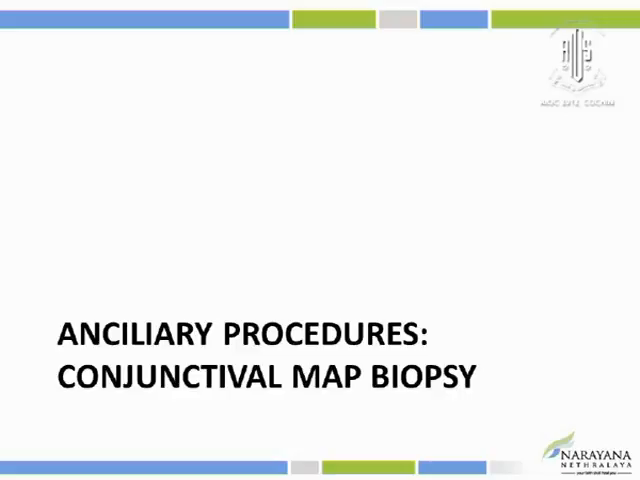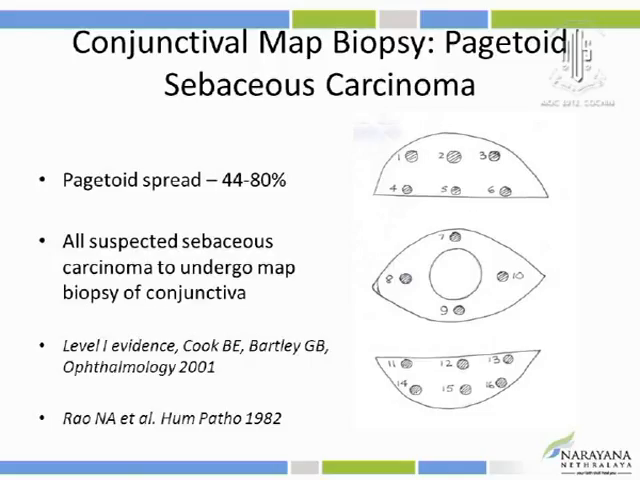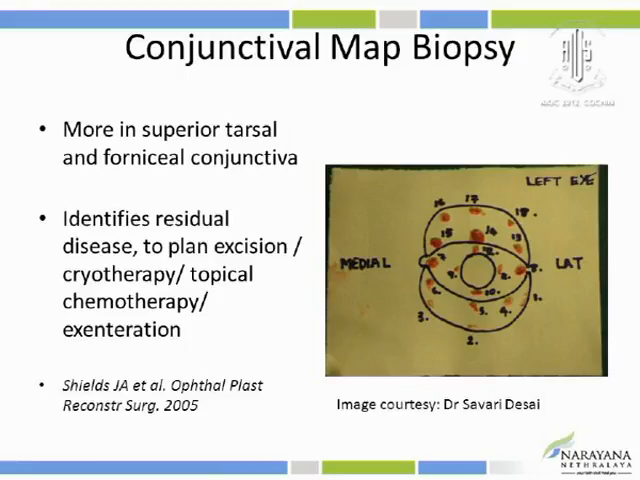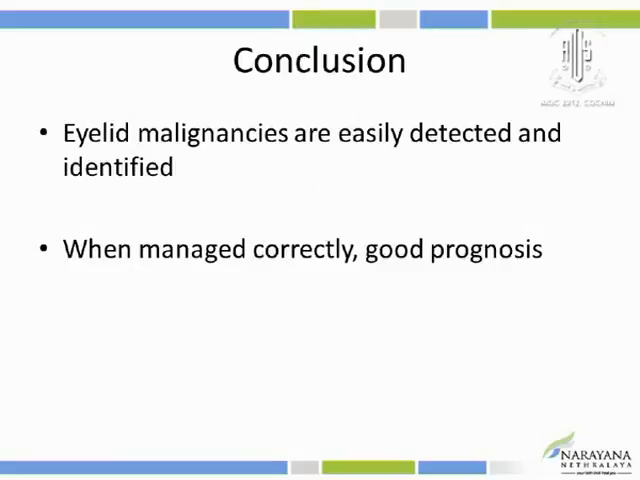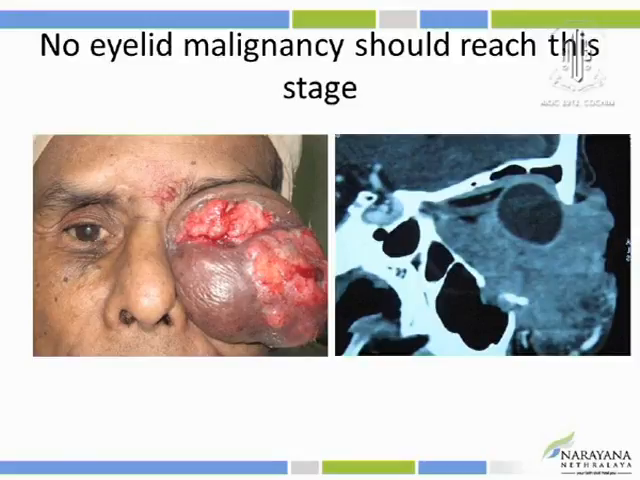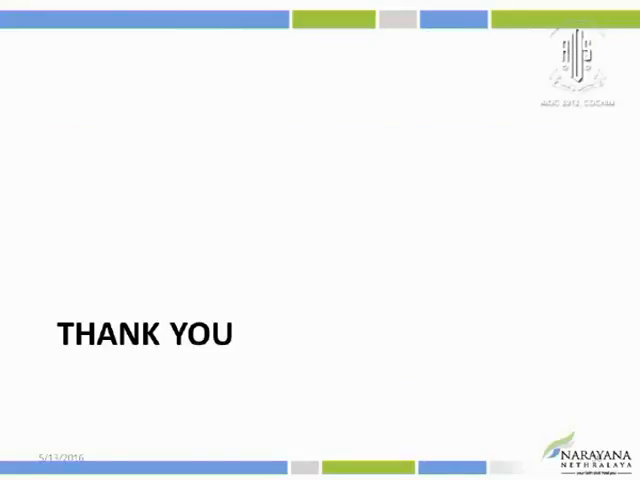So the ancillary procedures include conjunctival map biopsy, and all suspected sebaceous carcinoma should be undergoing map biopsy of conjunctiva, where you take bits from the conjunctiva and mount it on a piece of filter paper marked for orientation. And this identifies residual disease to plan excision, cryotherapy, or topical chemotherapy, or even exenteration. So eyelid malignancies are easily detected and identified, and when managed correctly, they show a good prognosis. There's no reason at all that any eyelid malignancy should be allowed to proceed to this stage. Thank you.